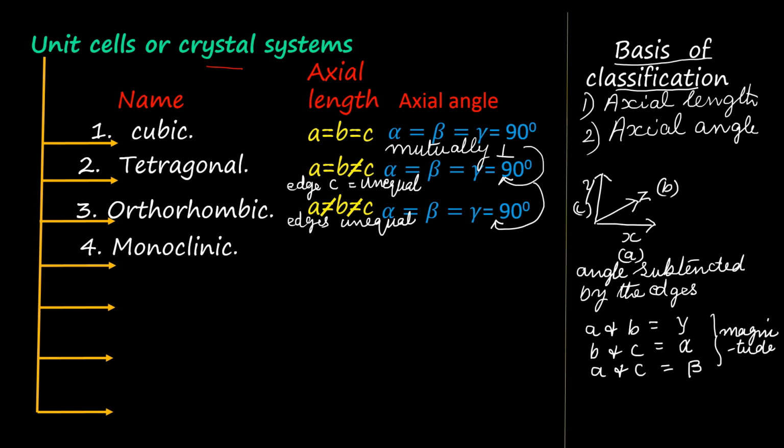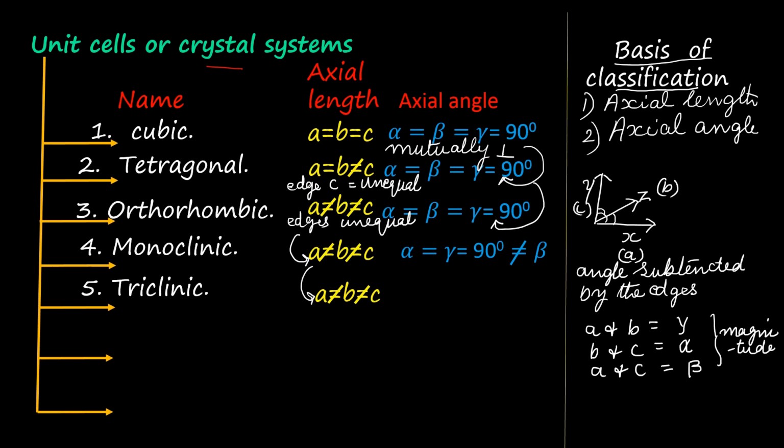Next one, monoclinic. Edges are unequal. Here axial angles alpha equal to gamma equal to 90 degrees but not equal to beta. So edges B and A, similarly B and C, are at right angles. So this angle and this angle are perpendicular, but this angle is not perpendicular. Fifth one, triclinic. All the 3 edges are unequal. All the angles are unequal and also not equal to 90 degrees. So the sides are not mutually perpendicular.